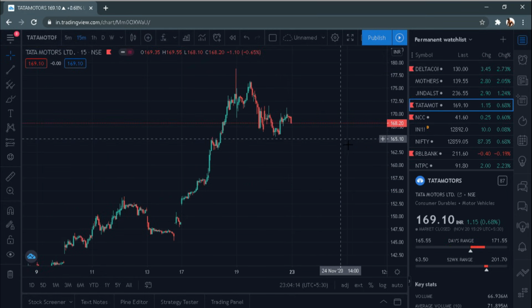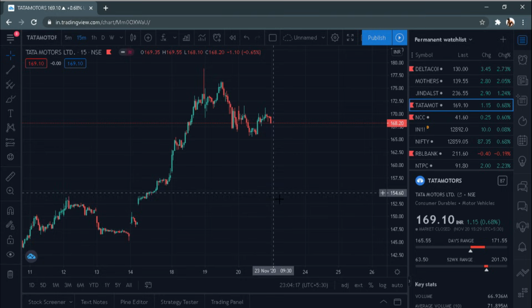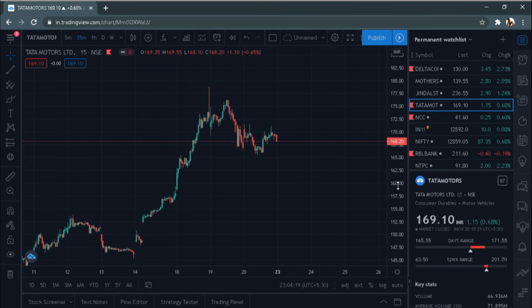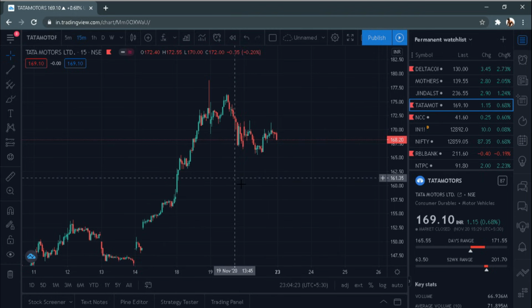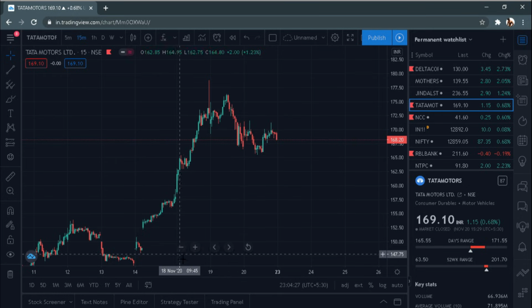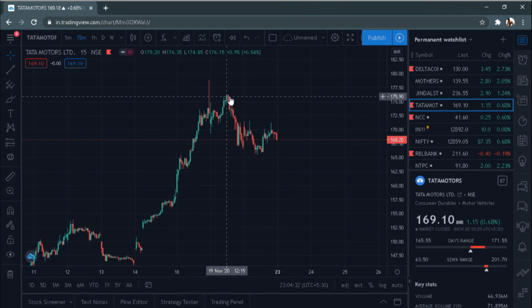Alright guys, so now coming to the analysis part, let's analyze this stock over here, Tata Motors. Looking at the current analysis, the first step that we are going to do is analyze the trend, identify the current trend of the market. You can see the stock was in a very healthy uptrend over here, and then the trend reversed. So currently the stock of Tata Motors is in a downtrend for the short term.